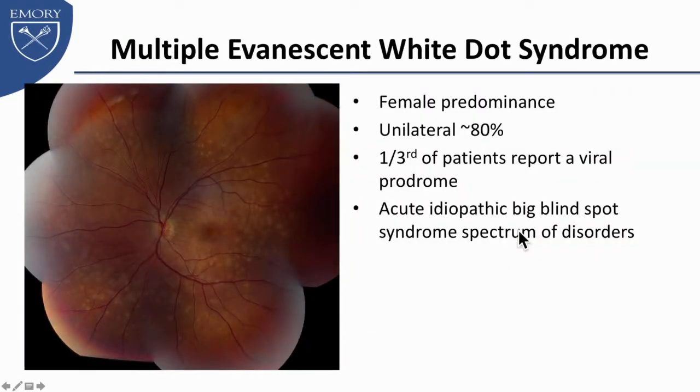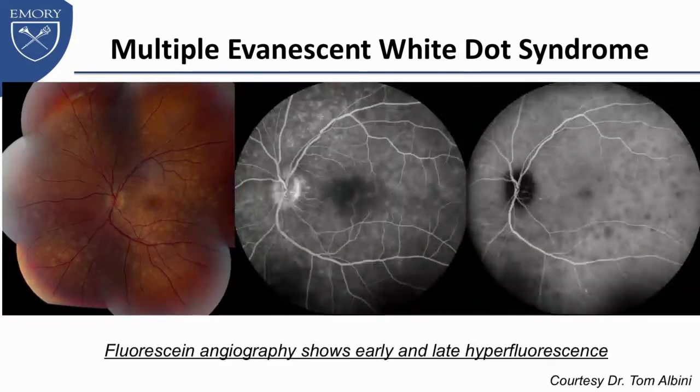And lastly, referring to multiple evanescent white dot syndrome: again, female preponderance, unilateral in 80% of cases. We've mentioned this earlier as well, but about a third of patients report a viral prodrome. And we feel that this falls in the acute idiopathic big blind spot spectrum of disorders. This is courtesy of Dr. Tom Albini. These are so evanescent that we don't see this very often in our practice.